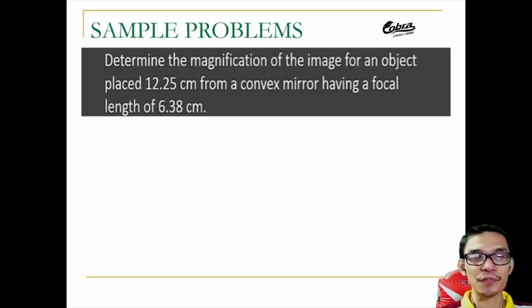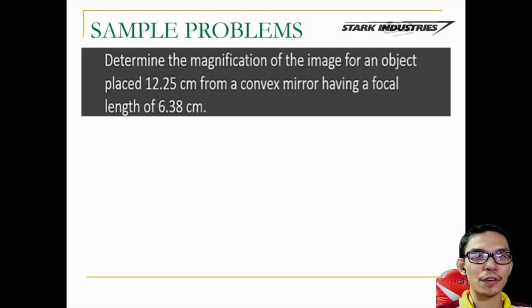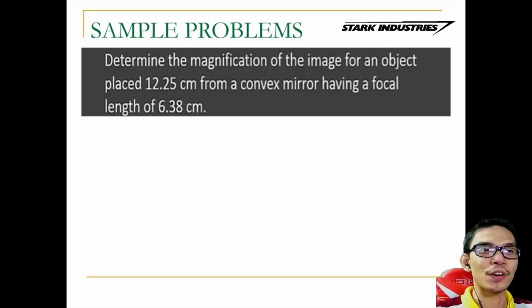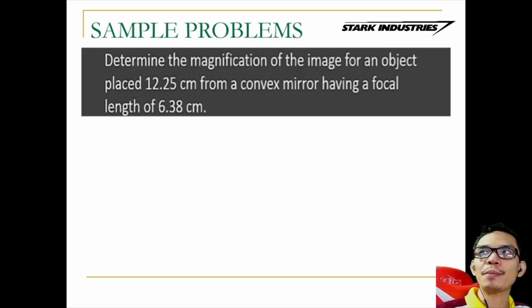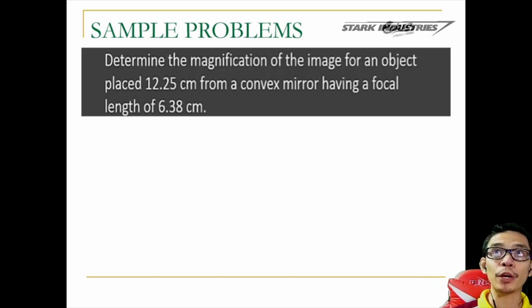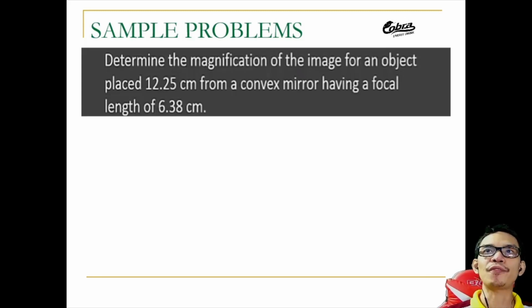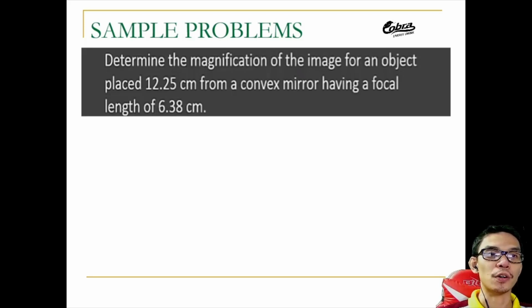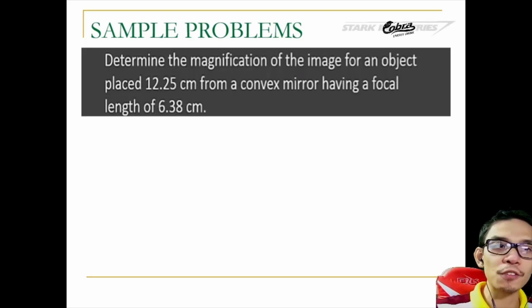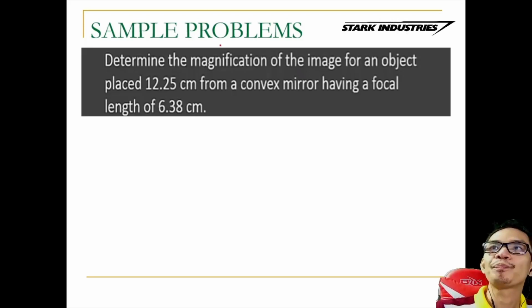Again, you can pause the video if you want, so you can answer this one beforehand. Okay, so what was the problem? Determine the magnification of the image for an object placed 12.25 cm from a convex mirror, having a focal length of 6.38 centimeters.